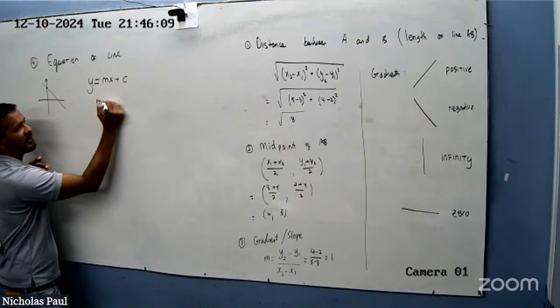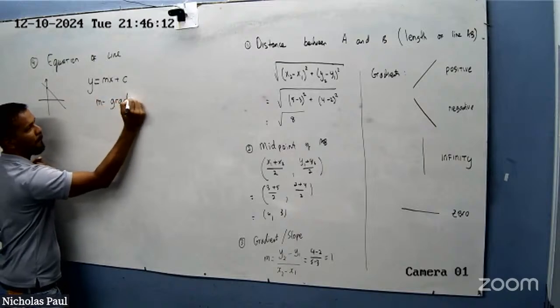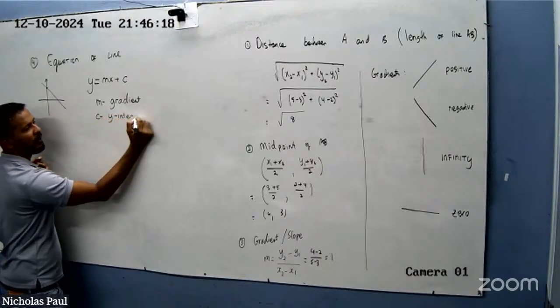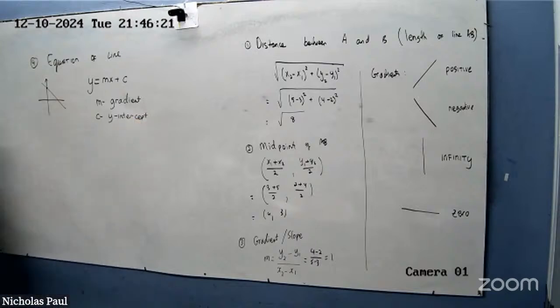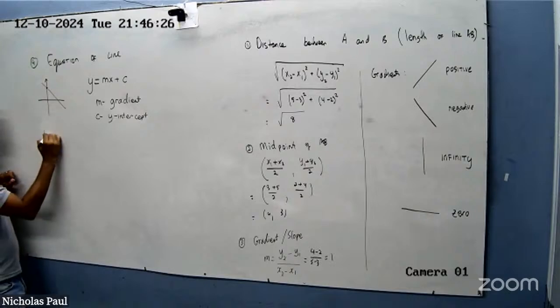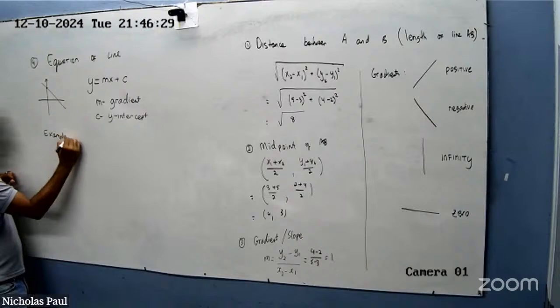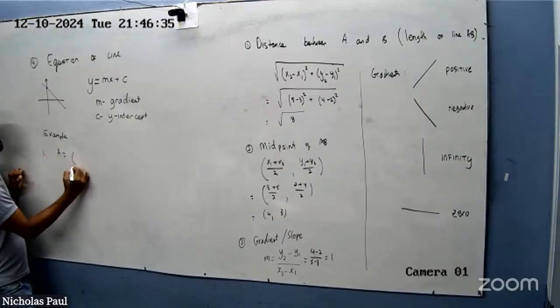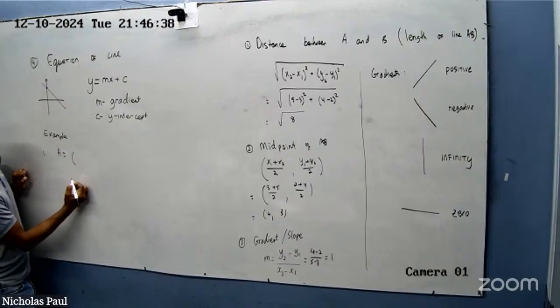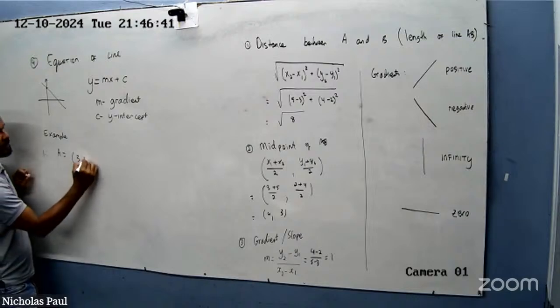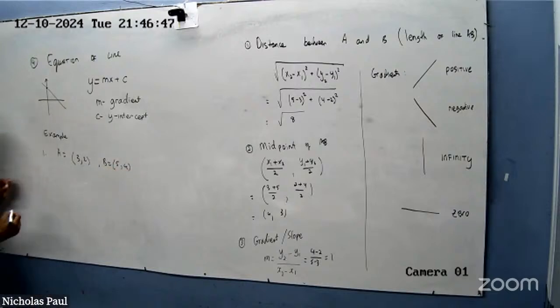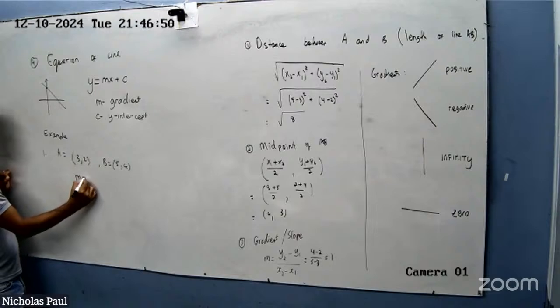m is the gradient, and c is what we call the y-intercept, where the line cuts the y-axis. So we need those two things to get the equation of the line. If we go back to our example, A was 3, 2, and B was 5, 4. And we already found the gradient. The gradient was 1.